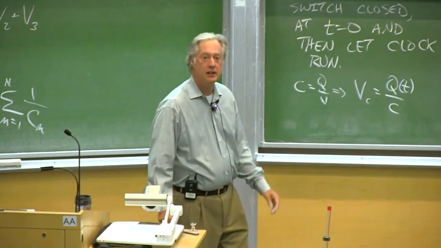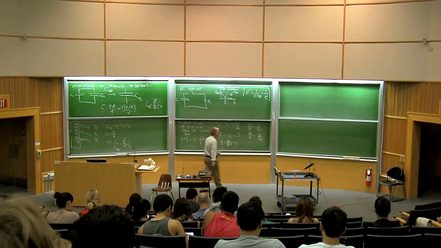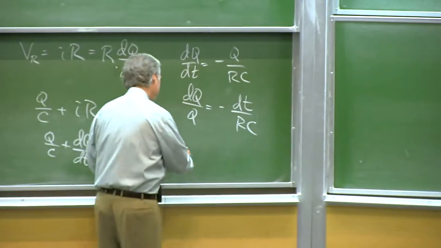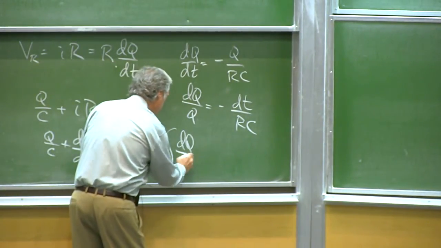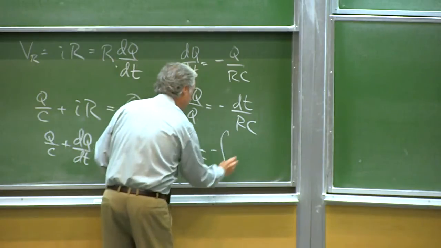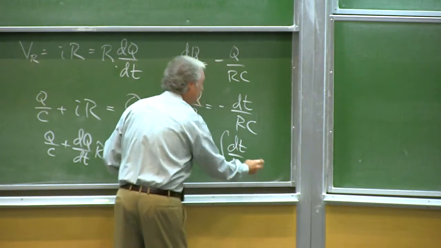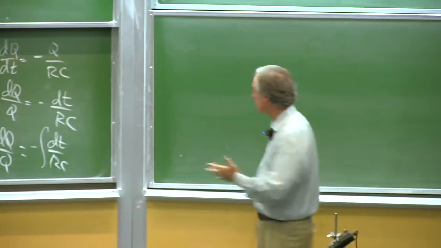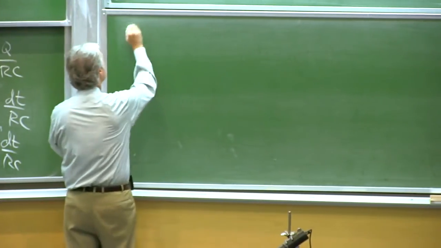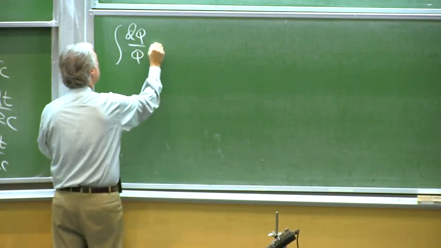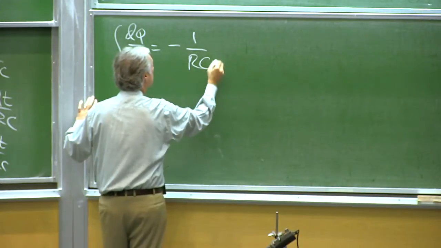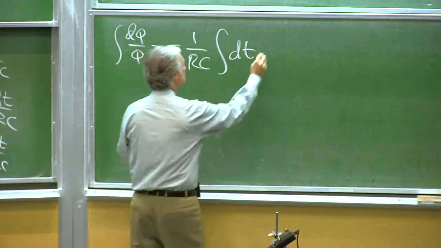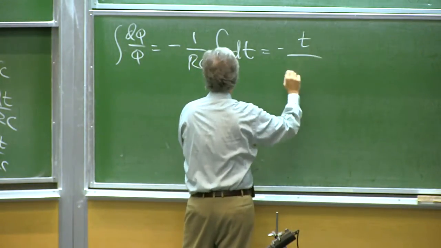Can we integrate? We're very good at integrating, right? I'll do the one on the right. So we do an integral dq over q equals minus integral dt over RC. R and C are constants. Remember, C doesn't change in time, neither does R. So I have integral dq over q is minus 1 over RC integral dt. This one is not so tough, huh? And so this is just minus t over RC.